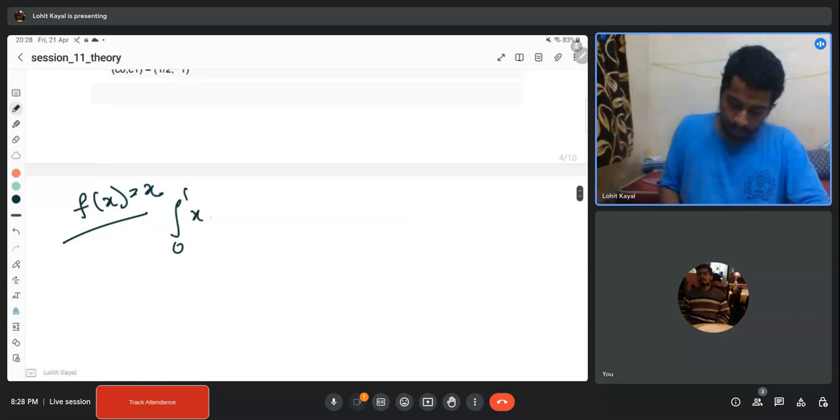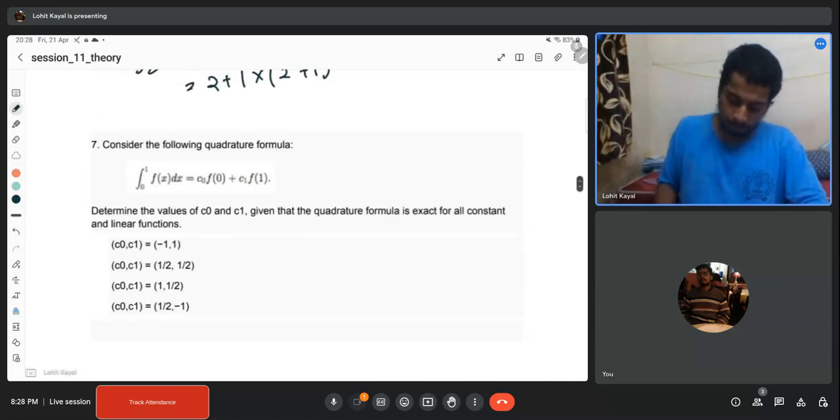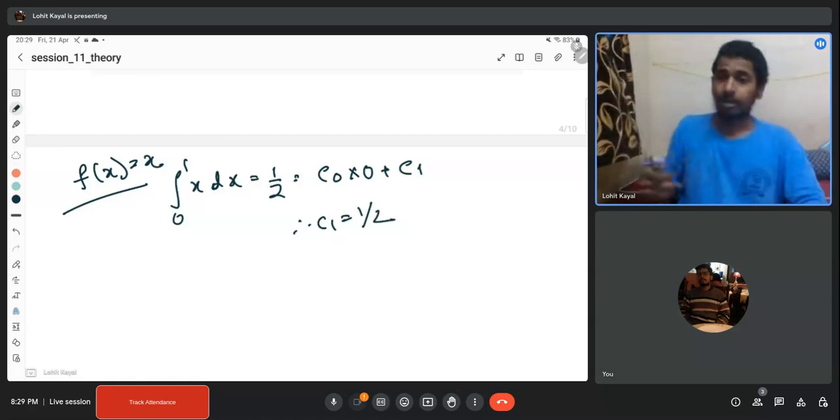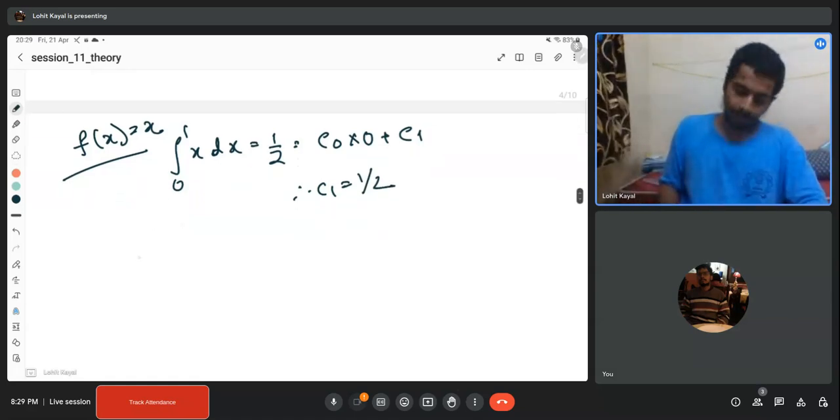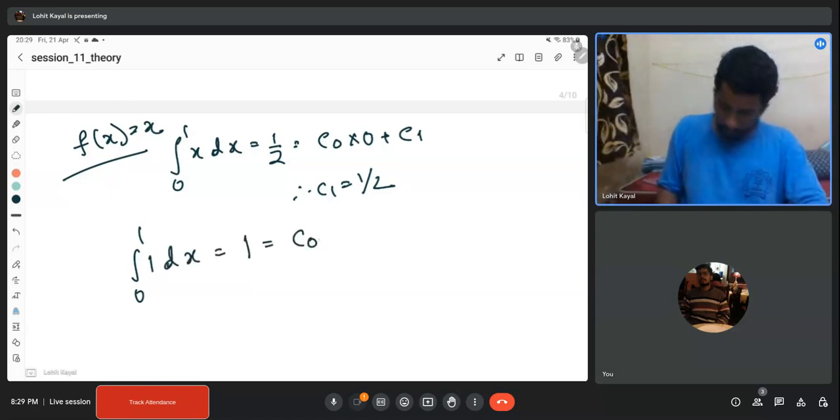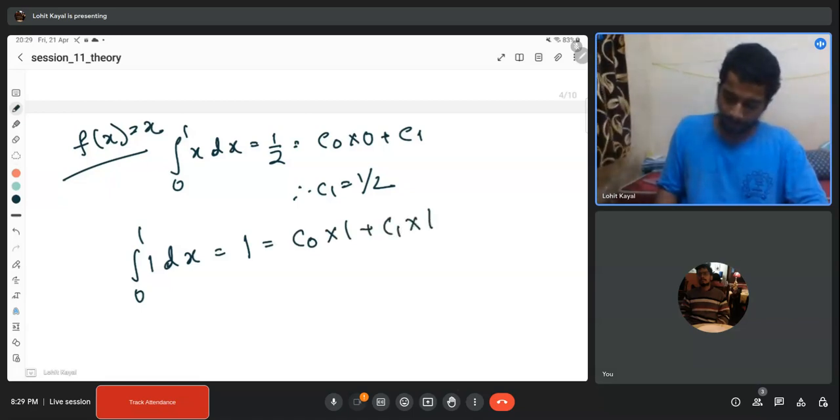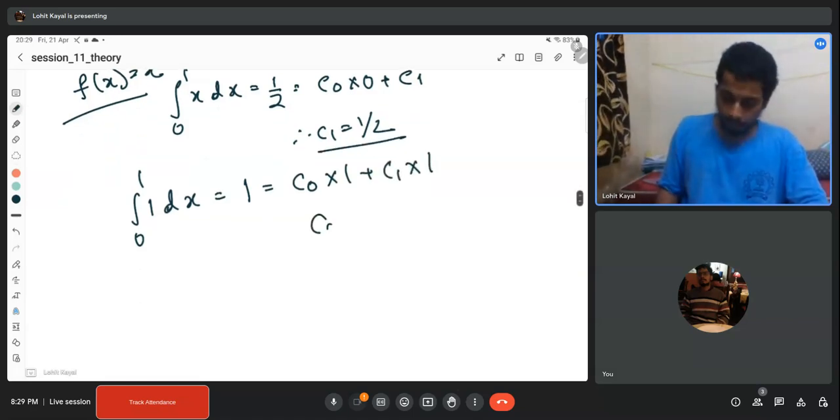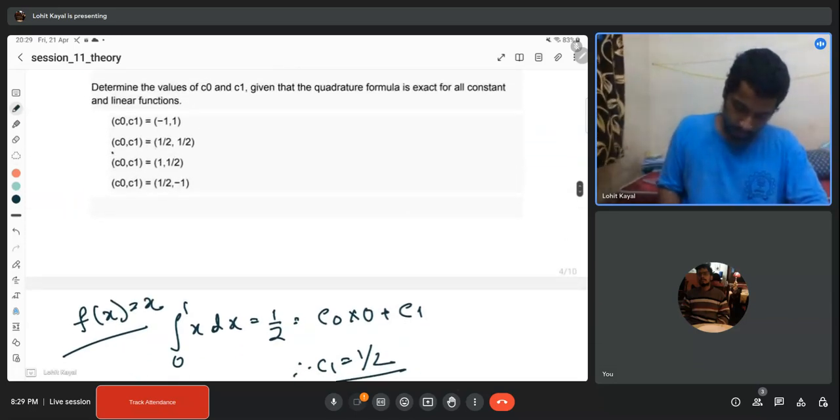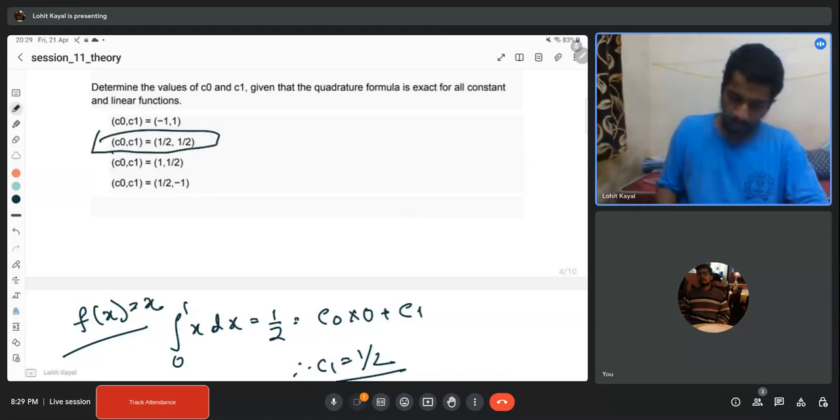So integral 0 to 1 of x dx equal to half equal to c0 into f of 0, that is 0, plus c1 into f of 1, that is 1, c1. So c1 equal to half. And now it is true for any constant. Again, I am taking the simplest case, integral 0 to 1 of 1 dx equal to 1 equal to c0 times 1 plus c1 times 1. Now c1 is already half, so c0 equal to half. So c0 and c1 are half and half. So this is your correct answer.